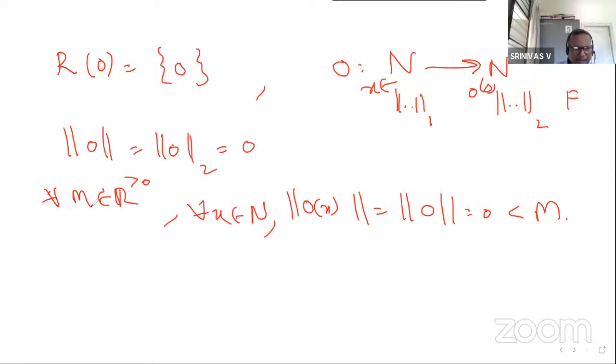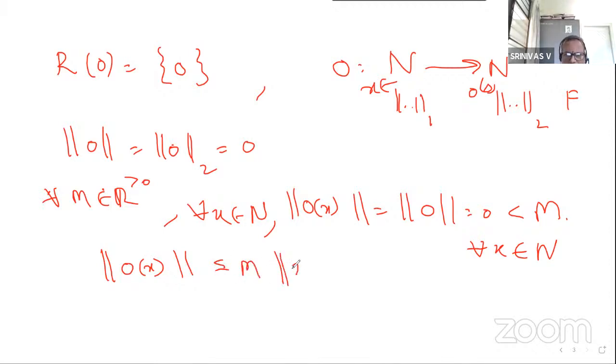And if you take m to be any positive number, you have 0 is less than m. So this is true for all x in N. For all x in this vector space, the norm of this is less than a positive constant. So you have this situation: norm 0 of x is less than or equal to, in fact, you can as well write, m into norm x.